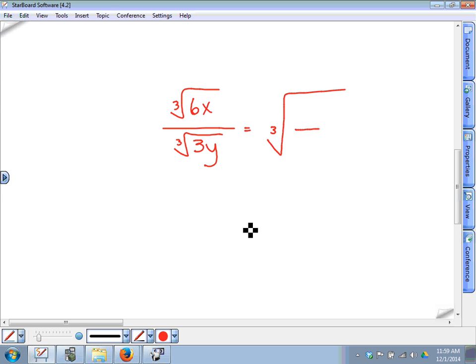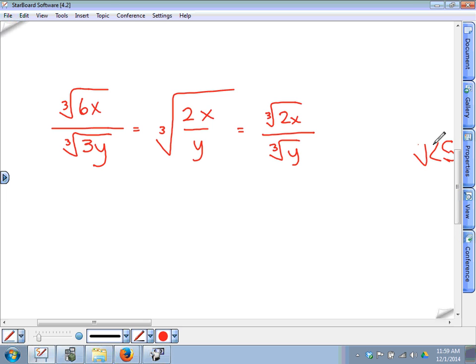If we combine this, first of all, a few of the things simplify. 6 over 3 becomes a 2, but then we have x and a y on the bottom. So then we have the cube root of 2x over the cube root of y.